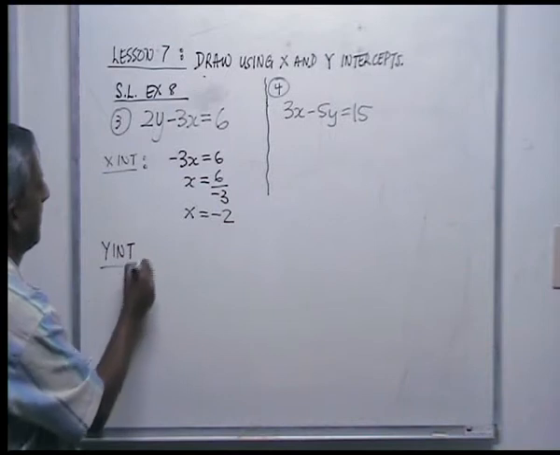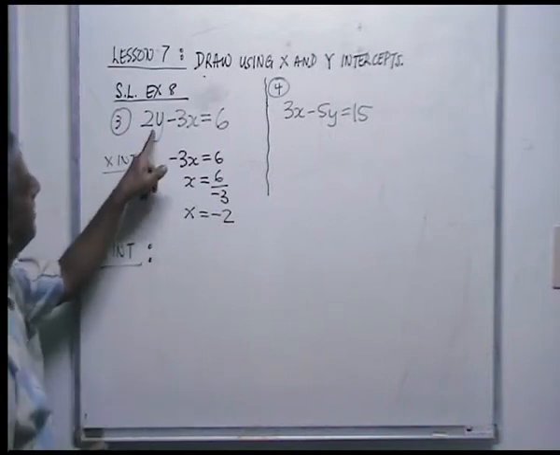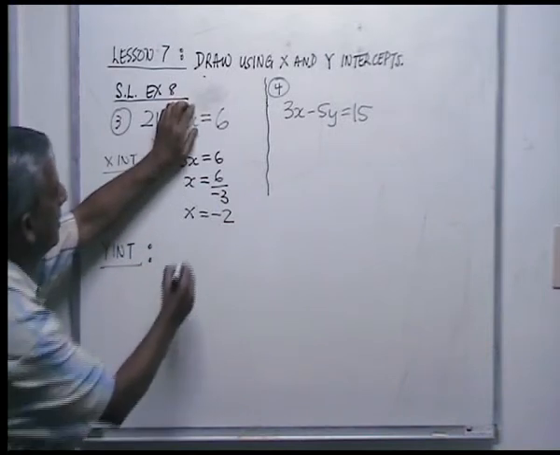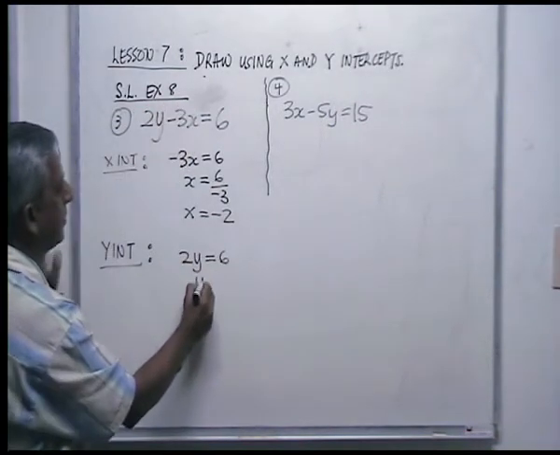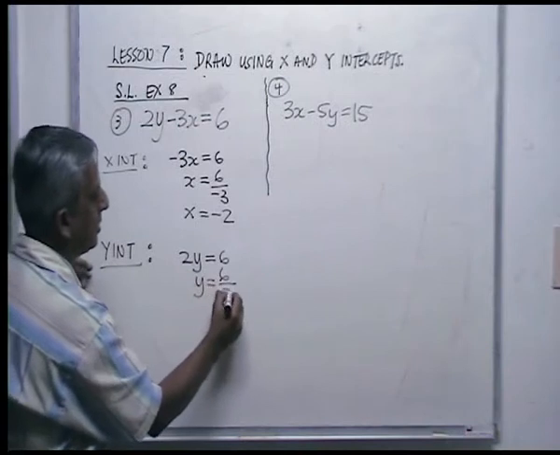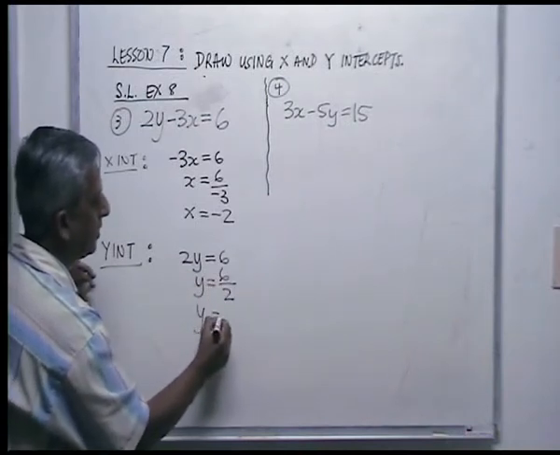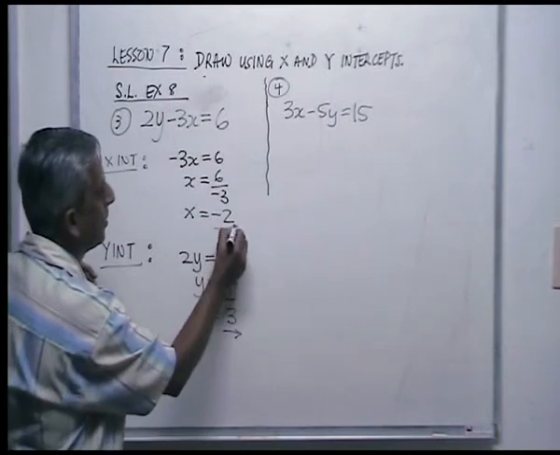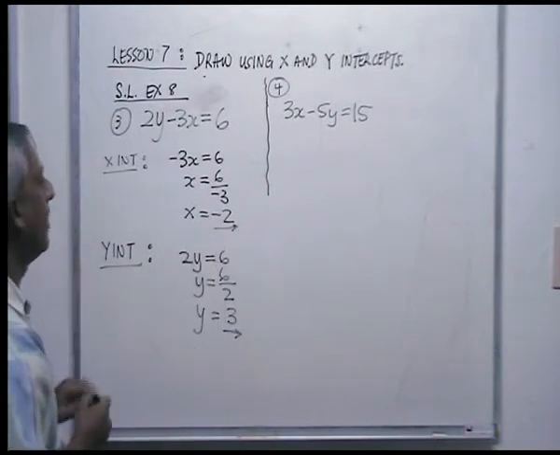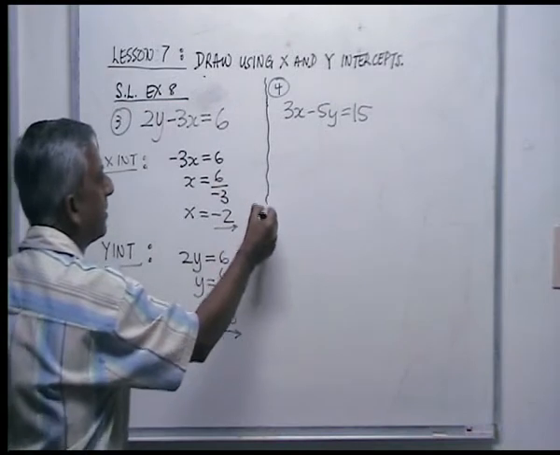y-intercept. Now, if you want the y-intercept, then the x will be 0. So, 2y is equal to 6. Y is equal to 6 over 2. Y is equal to 3. So, we got the x and the y-intercepts here. Alright.